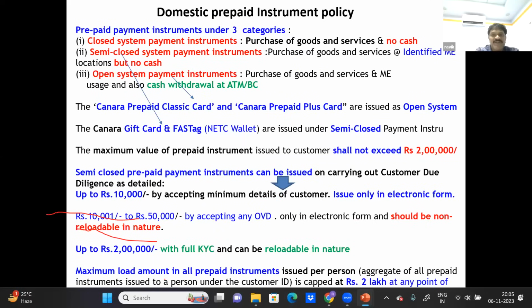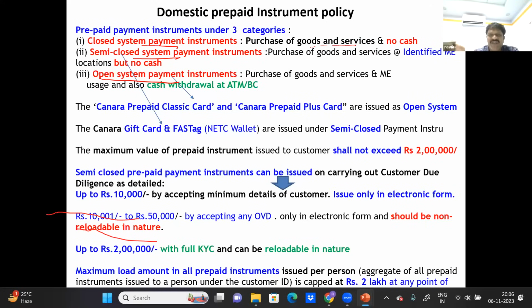Now, there are three types of prepaid instruments we are issuing. One is closed system payment, another is semi-closed, and the other is open system. Let us discuss. First one is closed system. Only no cash. Cash will not be given. Only purchase of goods and services they can do.